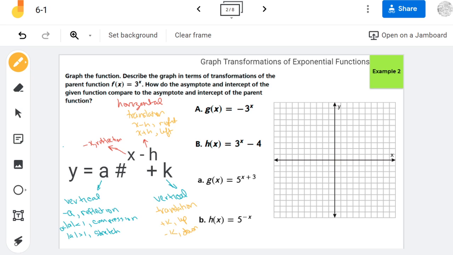But there you have it, y'all. That is graphing the transformations of exponential functions.